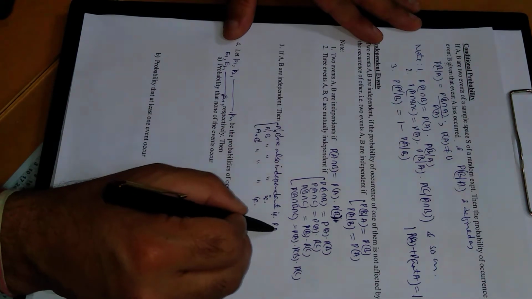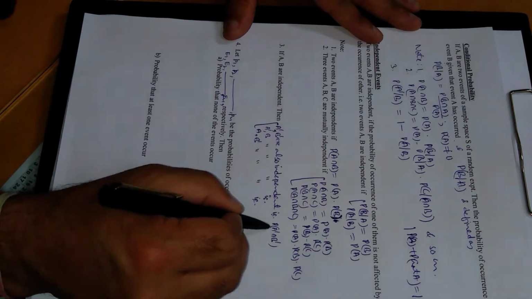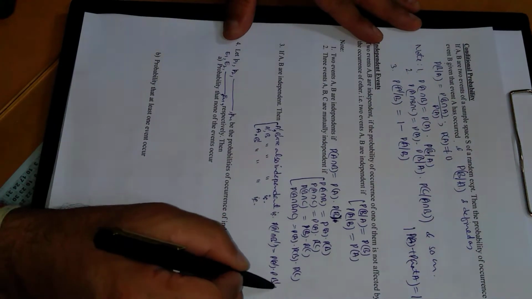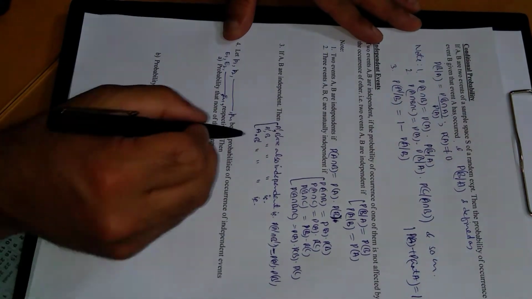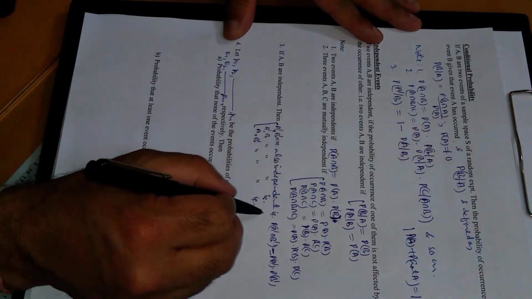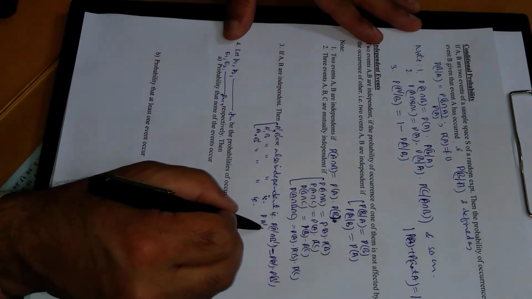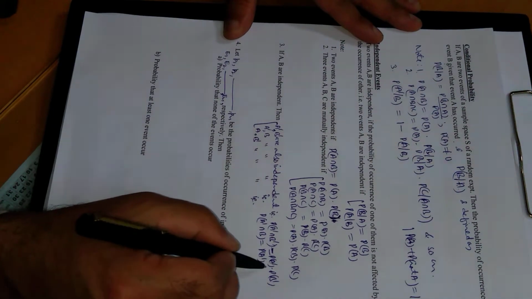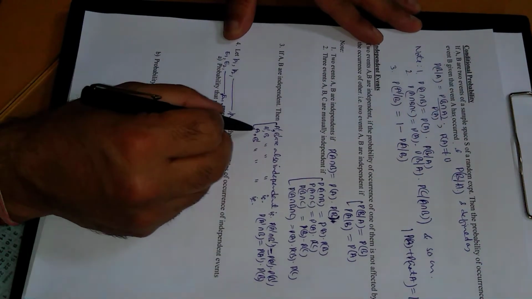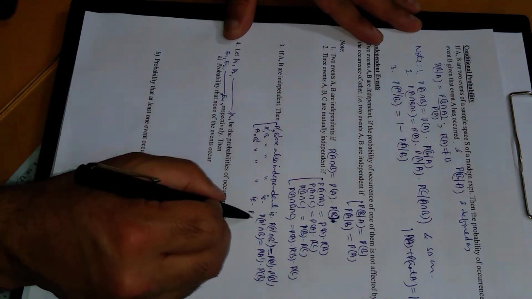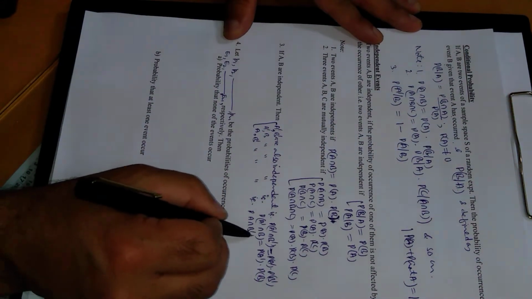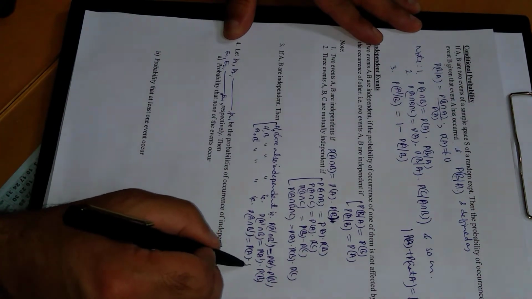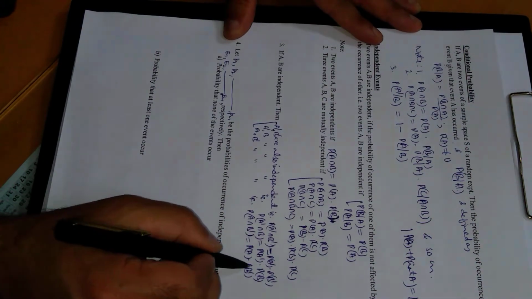That is P of not A intersection not B will be equal to P of not A into P of not B. Similarly, not A and B will be independent. That is P of not A intersection B is equal to P of not A into P of B. A and not B are also independent. That is P of A intersection not B will be equal to P of A into P of not B.